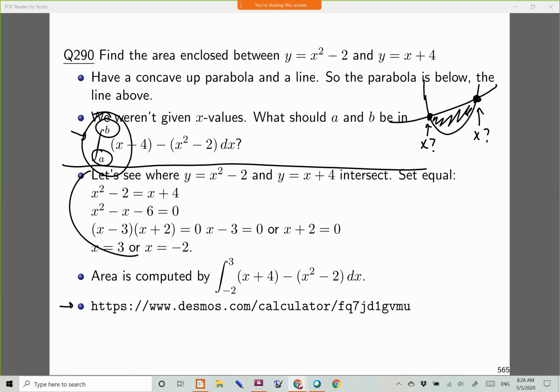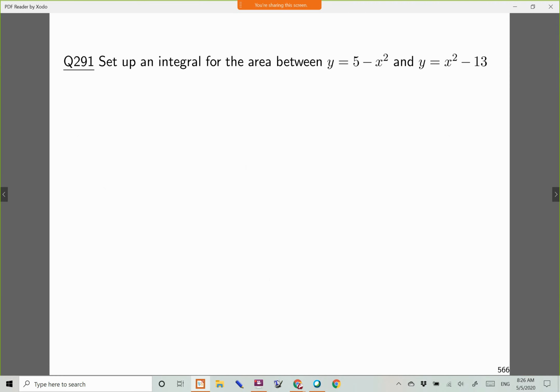Okay, I would like to ask if you would then try this next one here. If the slide would advance. So set up an integral for the area between y equals 5 minus x squared and y equals x squared minus 13. So notice again, you were not given any x values. But do a very rough sketch first. Even a sketch without axes.